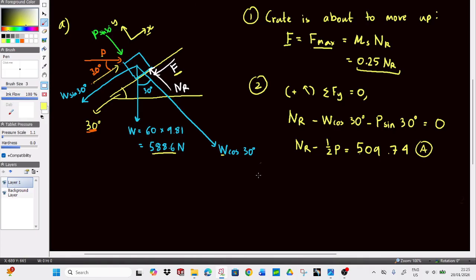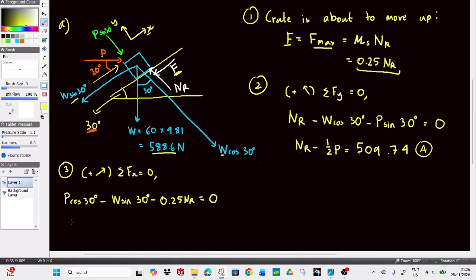Then another thing to know is that if we're doing with regards to the x-axis, which I just realized, we need to say that having the positive x-axis direction equals 0, so we're left with P cosine of 30 minus W sine 30 minus F. And this F is related to our NR, it's just 0.25 NR, which is the frictional force, F max. So we only have P cosine 30, W sine 30, and F. Yep, that would equal 0.